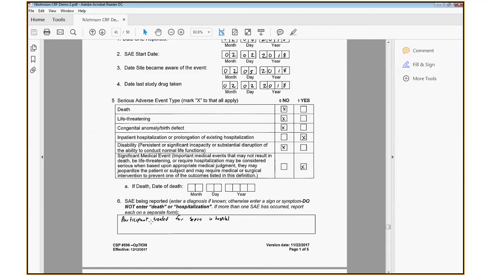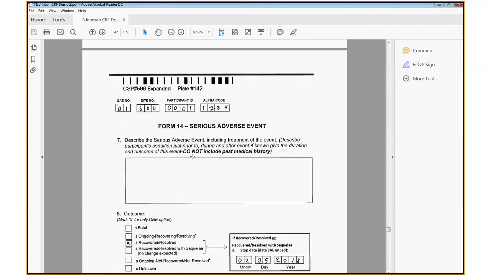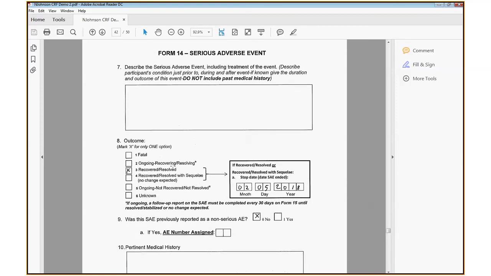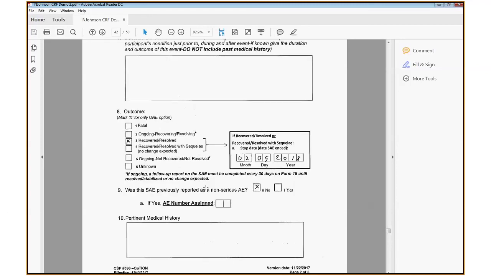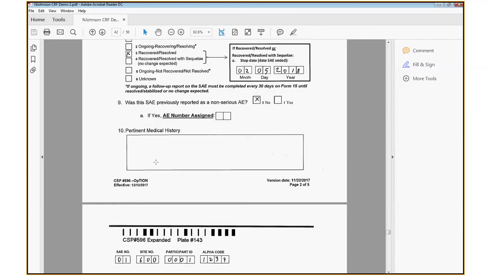And SAE reported, so participant was treated for sepsis at hospital. Describe the serious adverse event. Since this is made up, I'm not including this information, but this should be included for any SAE that actually happens. Then the outcome, they recovered and it was resolved, and the date of the resolution, the patient was able to come in because they improved. And this was not previously reported as a non-serious AE.